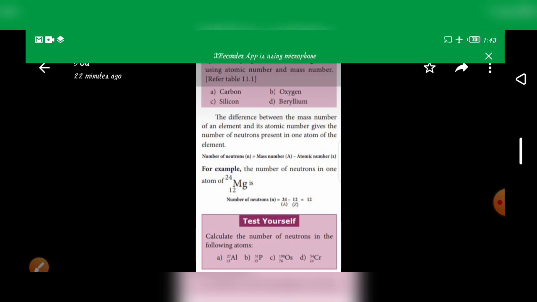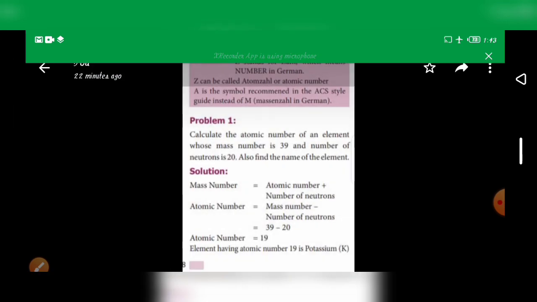You must calculate in your book. You have to calculate the mass number. At the end of this video I give how to calculate. See here.